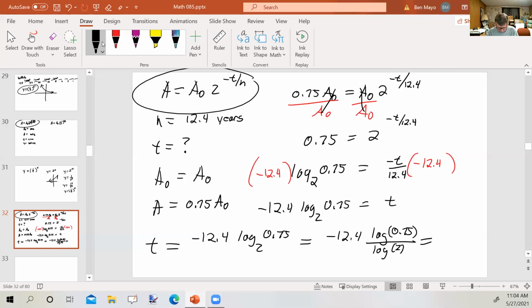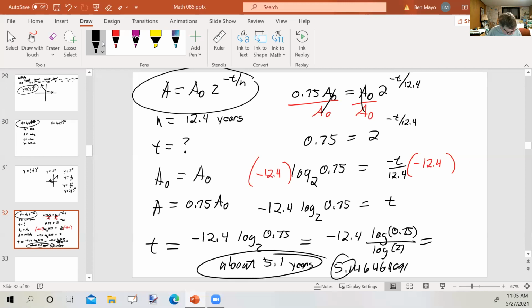I'm going to punch all that into my calculator. Negative 12.4 times the log of 0.75, close that up with parentheses, divide by the log of 2, close that up with parentheses, and I get 5.146464991. And let's see, they rounded to the nearest tenth of a year. So they said about 5.1 years. Okay, let's take a look at another example.